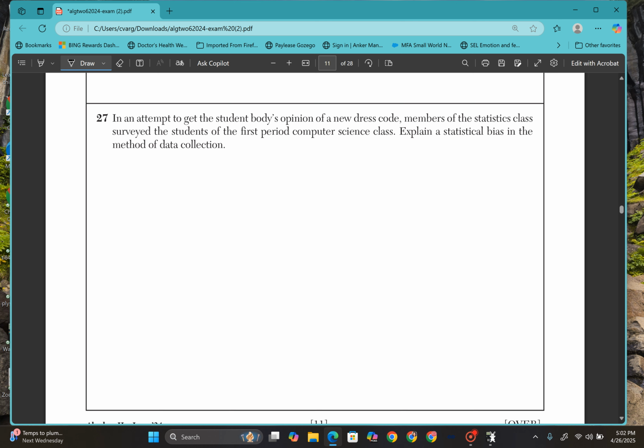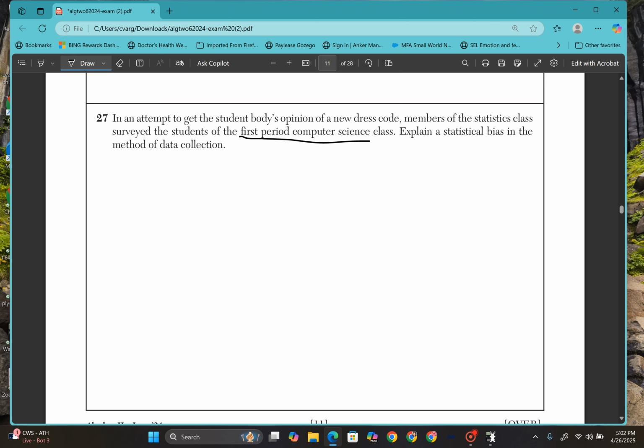They undo each other. All right, question number 27. It's asking us to explain a statistical bias of the method of collection, right? In an attempt to get a student body's opinion of a new dress code, members of the statistics class surveyed the students of the first period. So they only surveyed the first period computer science class.